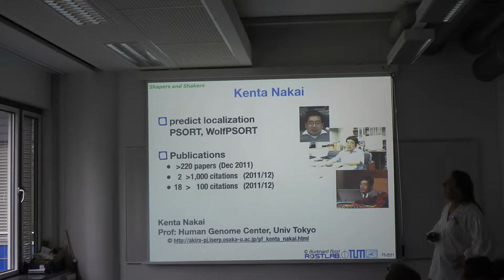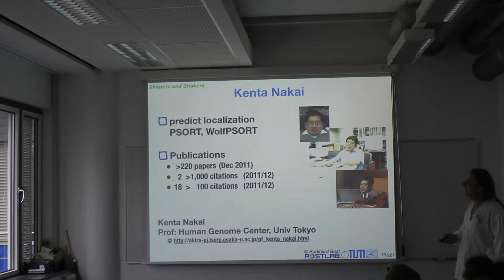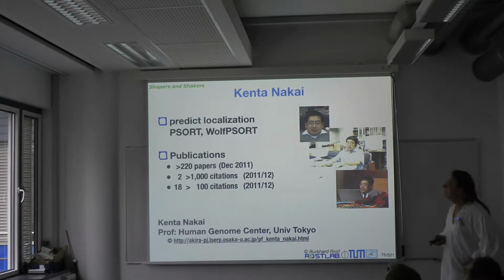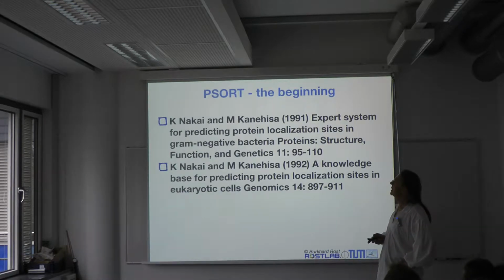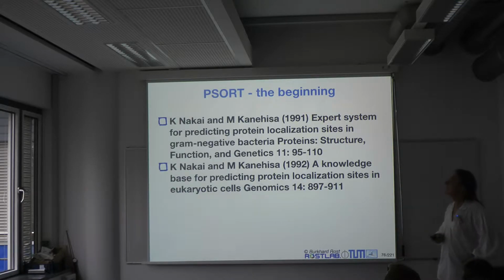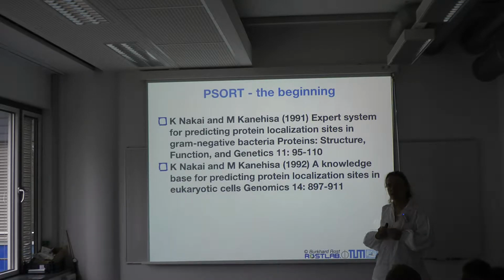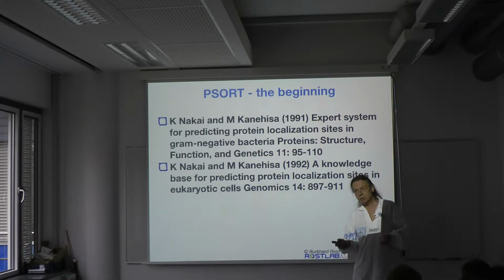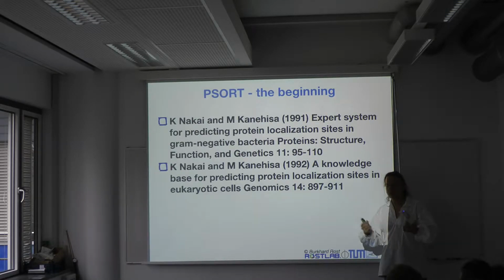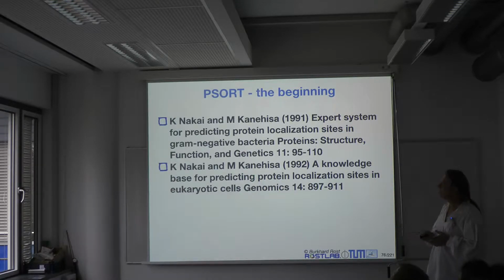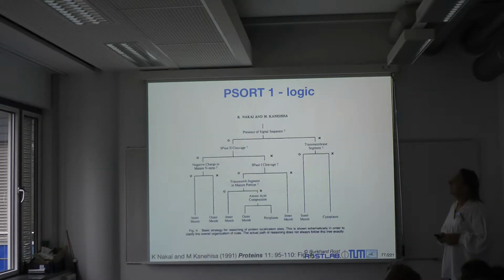Now the other person was Kenta Nakai behind P-sort, and again he is one of the big names in the field with a tremendous success. The first idea they had was P-sort. The beginning was really that there is a way to predict subcellular localization from amino acid composition, and then there are some motifs. Let's put these two things together in some simple way, and we have P-sort. Then the later point of P-sort 1, so the logic really is, that's the early one, it begins a little bit like that one before.